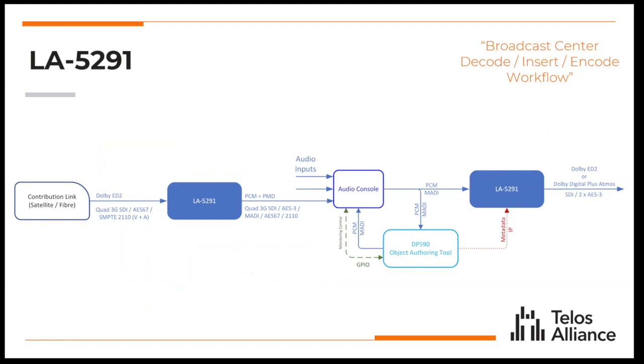At the broadcast center, we can decode the Dolby E stream to PCM, route the PCM through your plant, insert advertisements, interstitials, studio shows, and then encode the final Dolby Digital Plus JOC bitstream on the output.